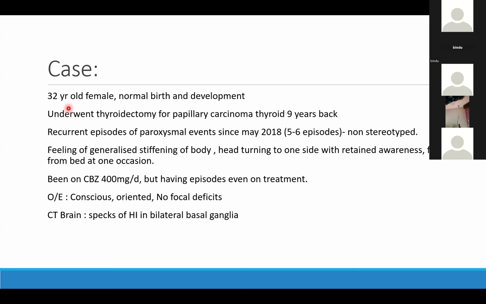So coming to a case, a 32-year-old female with normal birth and development underwent thyroidectomy for papillary carcinoma thyroid 9 years ago. And she presented with recurrent episodes of paroxysmal events from May 2018, which were not stereotyped. She had a feeling of generalized stiffening of the body, head turning to one side, but there was retained awareness, and a fall from bed on one occasion. She was on carbamazepine 400 mg per day for the same, but even with treatment she had continued episodes. On examination, she was conscious, oriented, had no focal deficits, and CT brain showed specks of hyperintensity in bilateral basal ganglia.